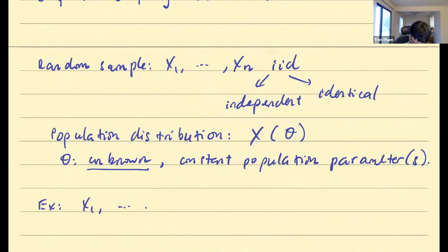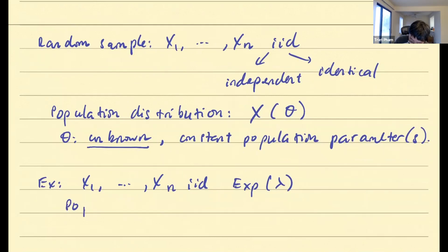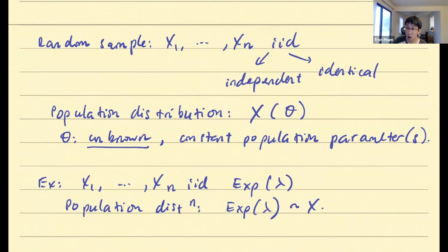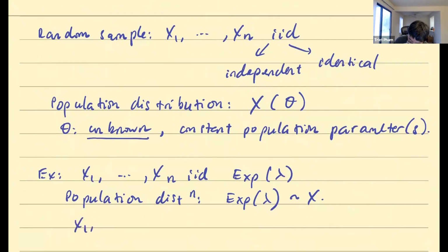X1 up to Xn, IID, exponential lambda. So in other words, the population distribution is exponential lambda. That's it. So all of them come from an exponential lambda distribution. Lambda is the unknown parameter here. Or X1 up to Xn, IID, uniform AB.